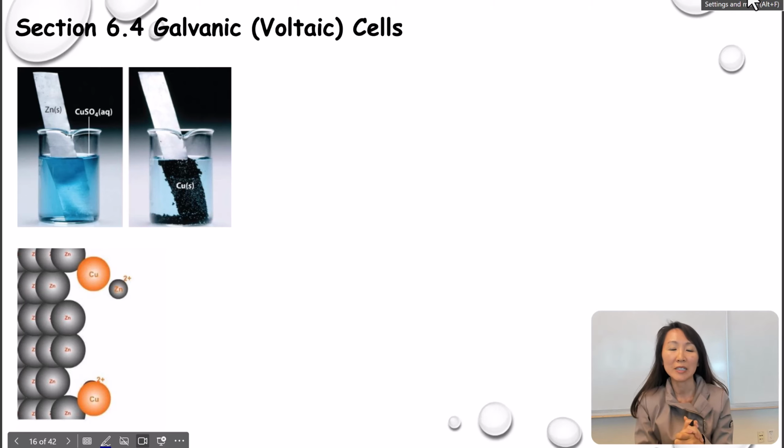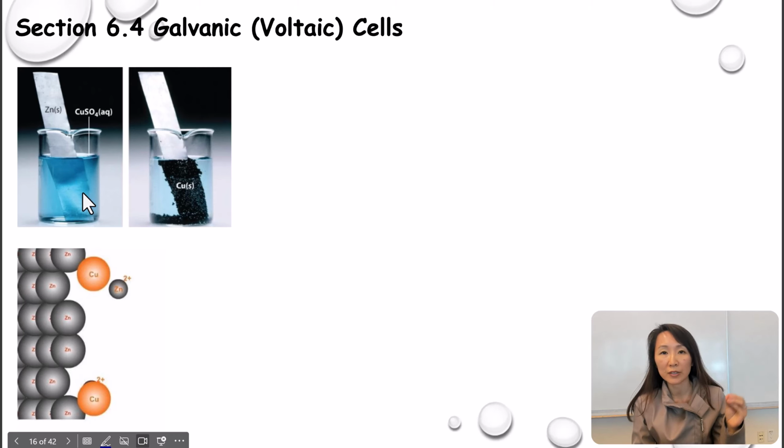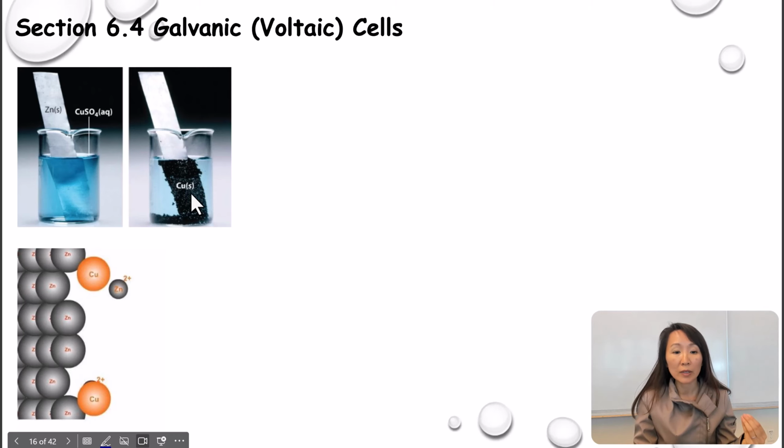In this video, we're going to cover galvanic cells, also known as voltaic cells. Take a look at this image on the left. You can see that there is zinc solid, and outside of the zinc solid is copper sulfate solution. The copper sulfate solution over time will change into something that looks like this. Well, what's happening? The copper is no longer in solution, but it is becoming solid, whereas the zinc that was a solid before now comes out into the solution, forming zinc sulfate solution.